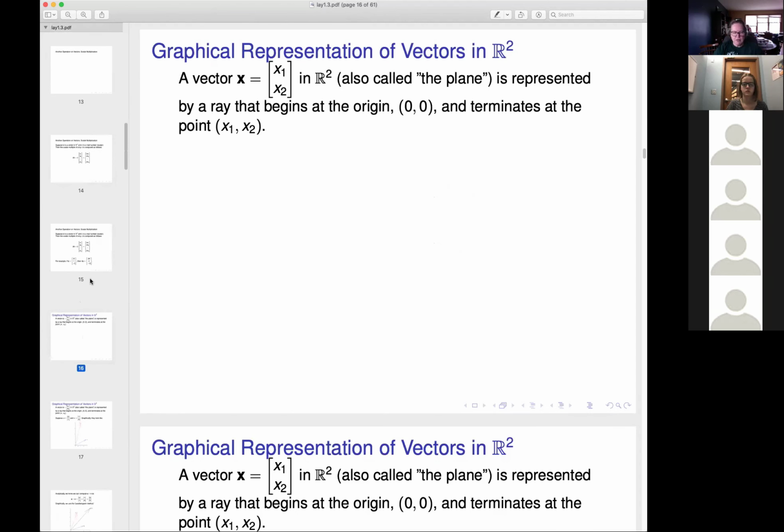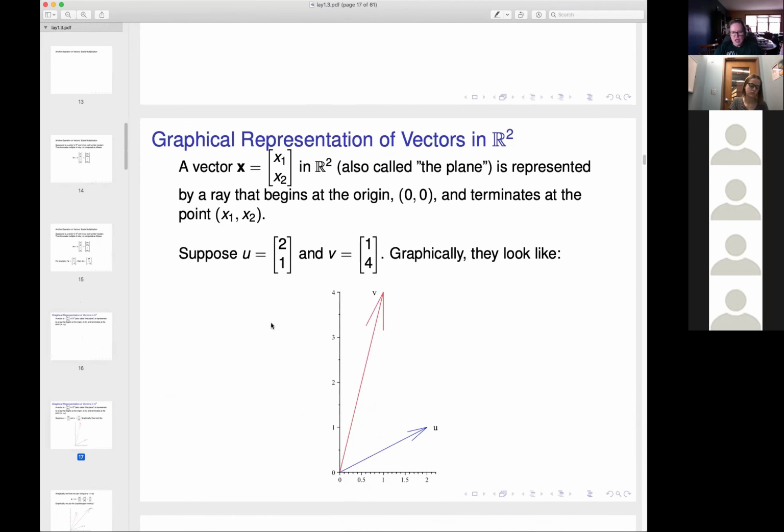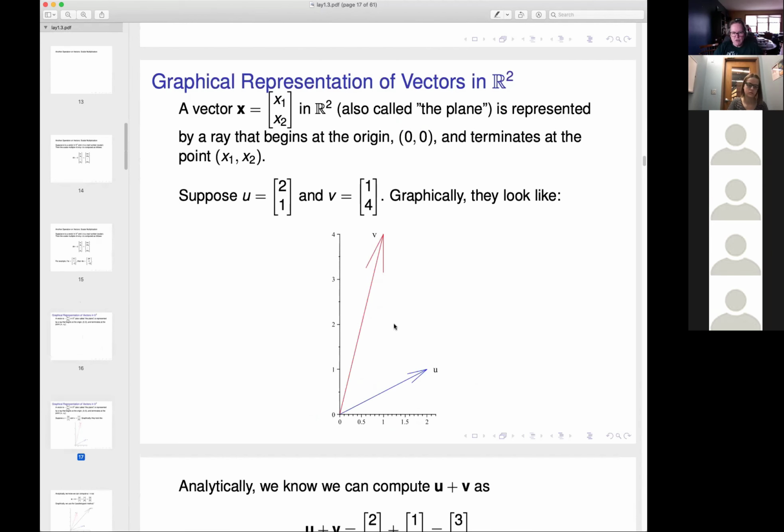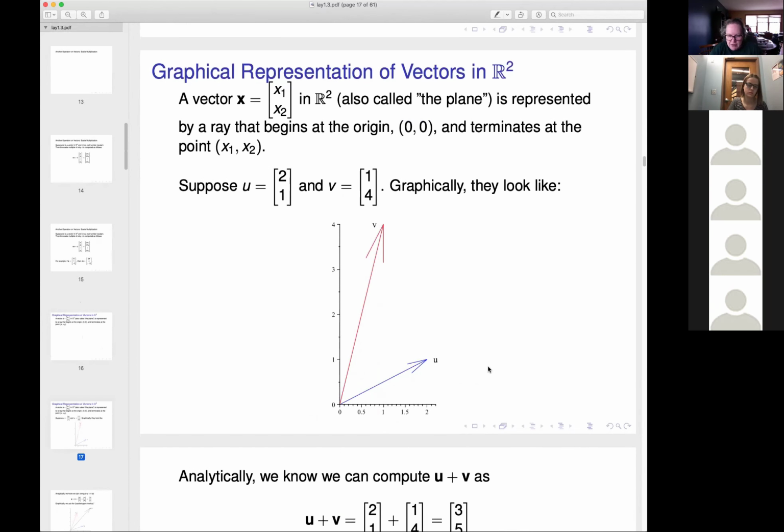Okay, so here's where I was getting to when my iPad decided to die on me, or the connection died. So here's a couple of vectors: (2, 1) and (1, 4). Actually, these pictures will be prettier than the ones I could draw freehand. (2, 1) means go out 2, up 1. That line segment from the origin out to that point is the vector u.